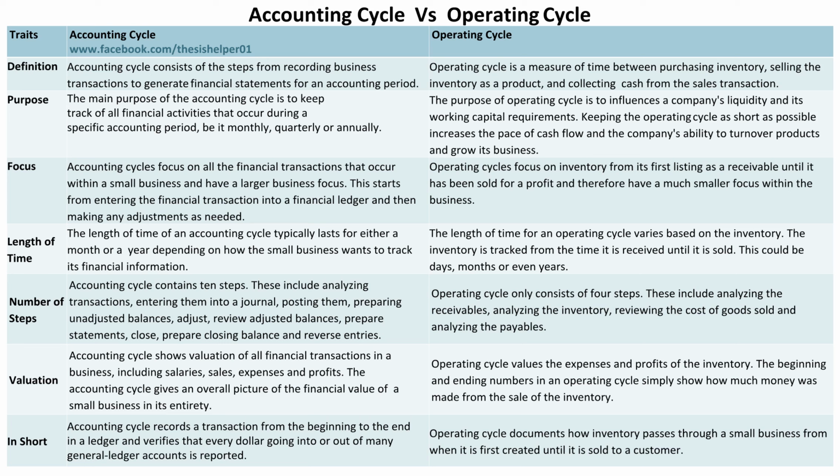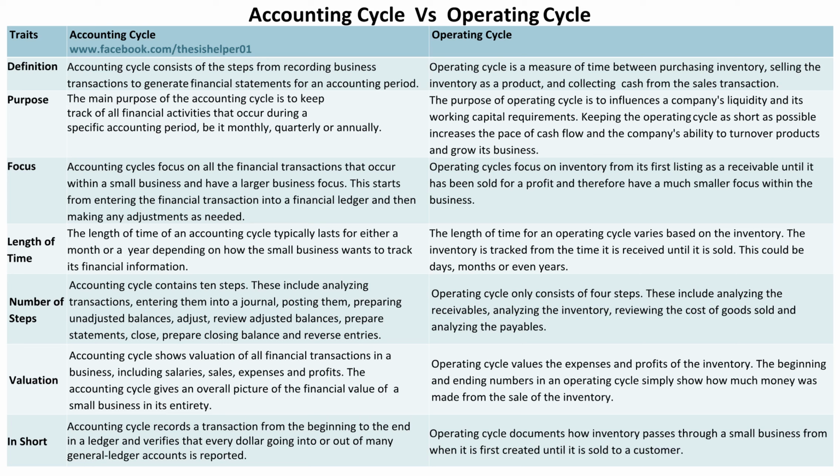from the sales transaction. The main purpose of the accounting cycle is to keep track of all financial activities that occur during a specific accounting period, be it monthly, quarterly, or annually. Whereas, the purpose of operating cycle is to influence a company's liquidity and its working capital requirements. Keeping the operating cycle as short as possible increases the pace of cash flow and the company's ability to turn over products and grow its business.